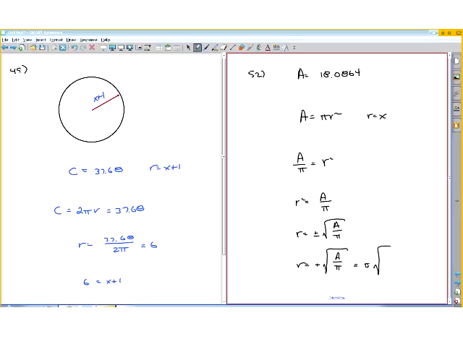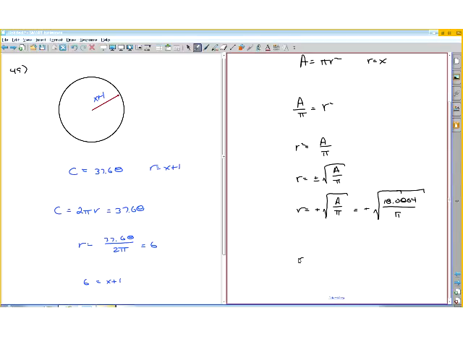So let's just plug it in. So it's plus the square root of 18.0864 divided by pi. And if we plug that in our calculator, the square root of 18.0864 divided by pi is 2.4. So that's the answer, because x is also equal to r. So it's 2.4.